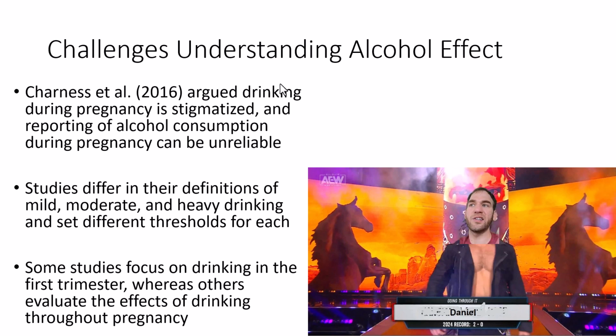And that biases the data, because now those two groups are less different from each other. You're mixing people who are drinking and not drinking into incorrect groups, thus minimizing the statistical difference between those groups. Also, as stated, there are different operational definitions for mild, moderate, and heavy drinking, and different ways to measure drinking. So are you looking at the cumulative amount that you drink across pregnancy? Are you only looking at drinking in the first, second, or third trimester, for example?